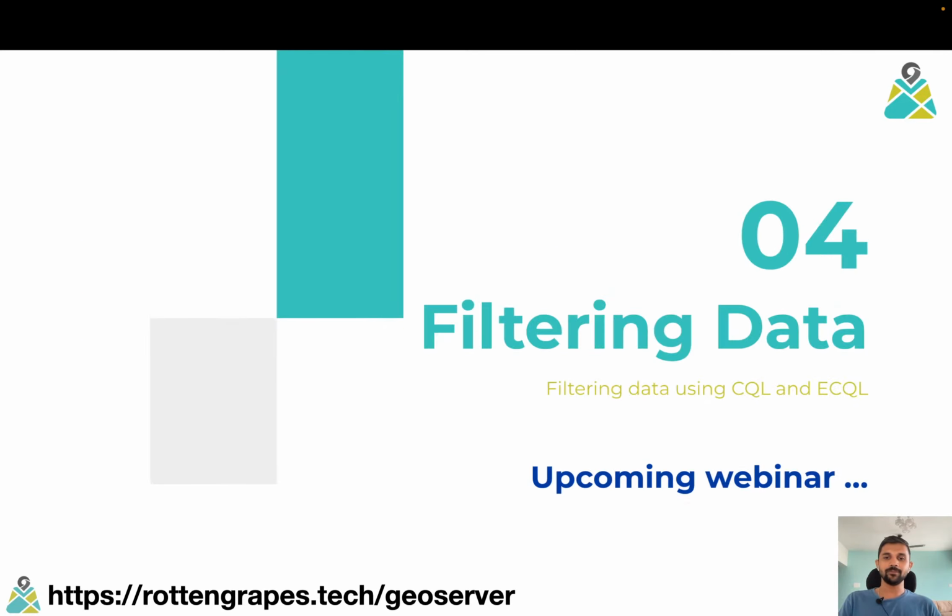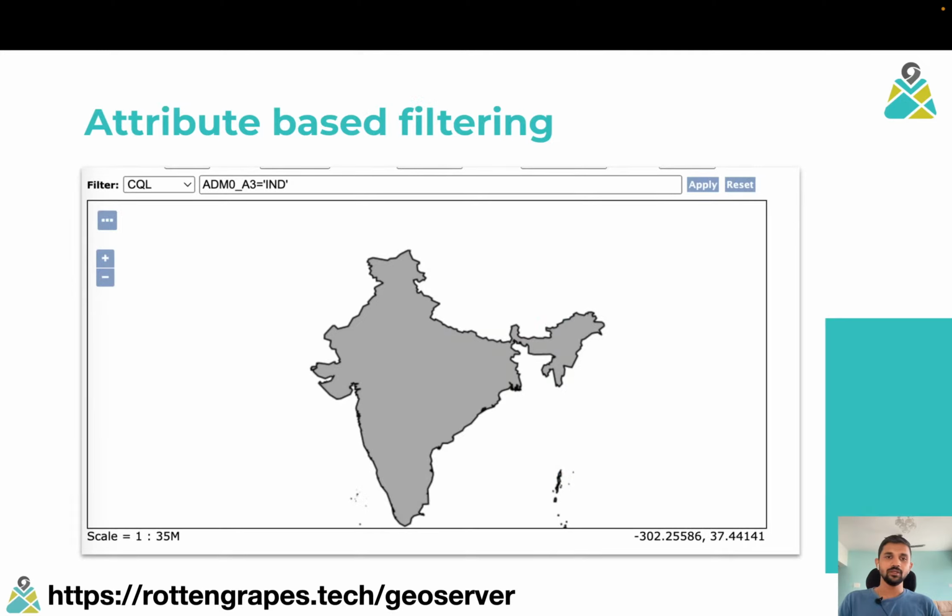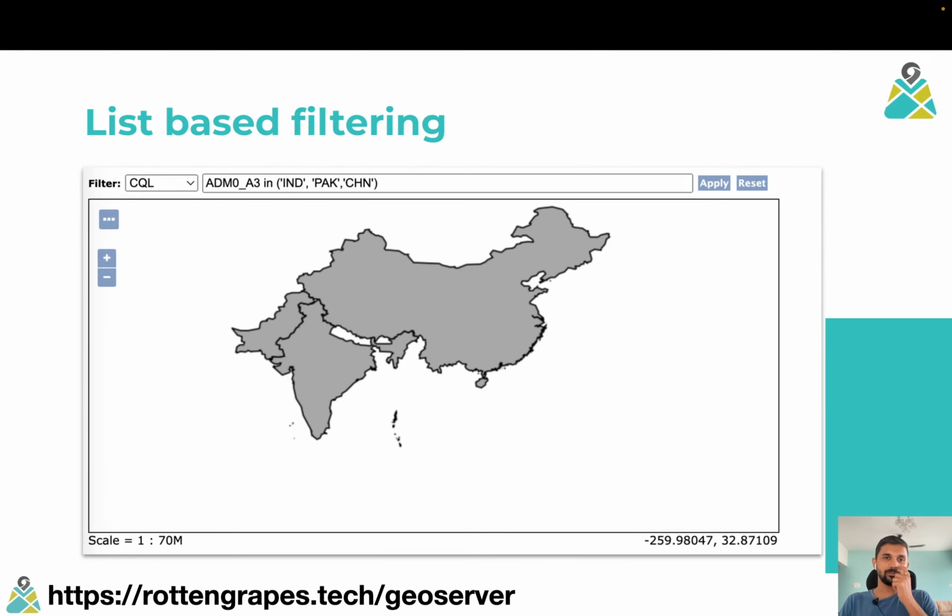Then we have filtering of data. Again, we will have a separate webinar for this later. But in this one, I want to focus on the different filtering types we have. The first one is attribute based filtering. That means based on the metadata or based on the column. For example, in this use case, we have the data for all the countries in the world, and we are trying to attribute query it based on this column known as admin0_A3, and we are trying to see which feature has the value of IND for that particular column.